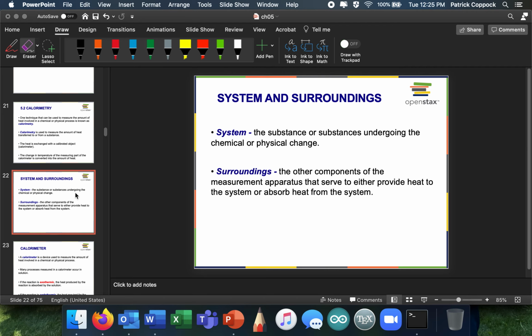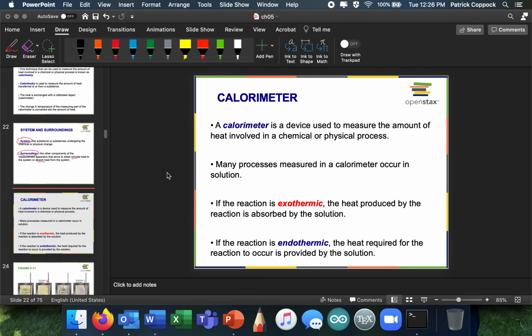All right, so we need a couple of terms to help clarify everything, or stick things in boxes. First of all, the system. The system is a substance or substances undergoing the change. It's oftentimes a chemical reaction. And the surroundings is oftentimes the calorimeter, right? It's the other components of the apparatus that serve to either provide heat to or absorb heat from the system itself.